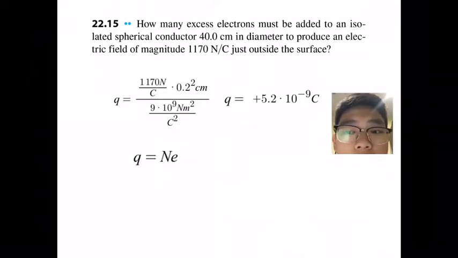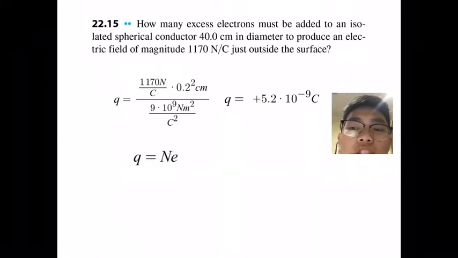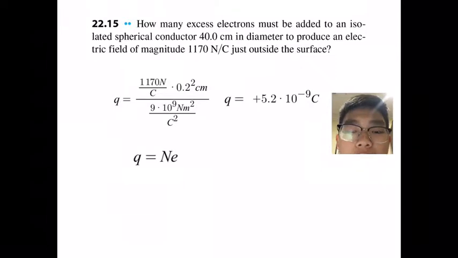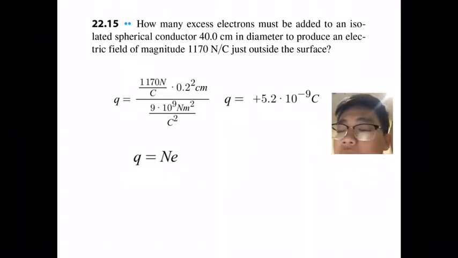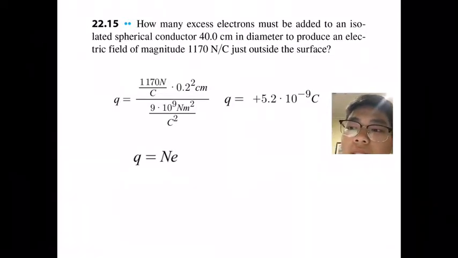Next, we can use our second equation, which is Q is equal to Ne, also known as charge is equal to the number of electrons multiplied by the charge of the electron. From this equation, we can derive that N, the number of electrons, is equal to the total charge over the charge of a single electron.